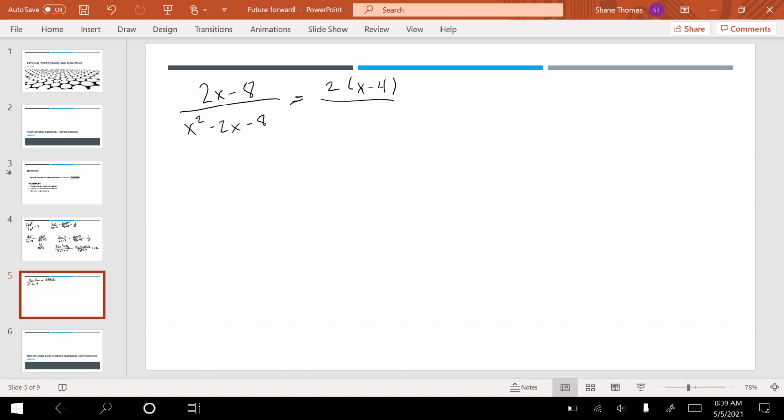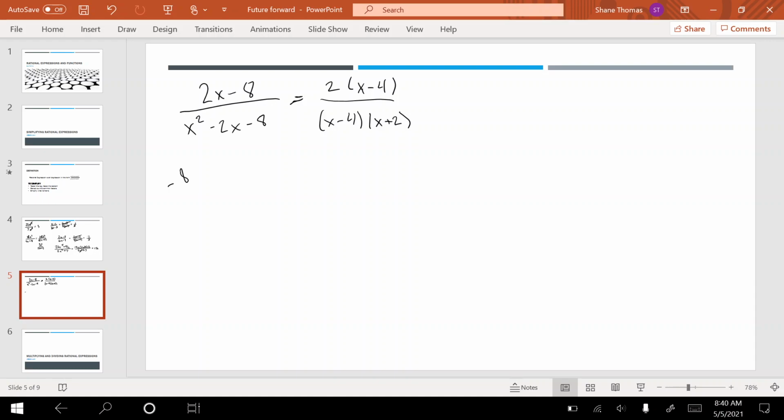When we factor the bottom, the leading coefficient a is 1. So this is the easy type for us. We need two numbers that multiply to get negative 8 and add to get negative 2. What do you think? Negative 4 and positive 2? Yeah. X minus 4, x plus 2. That's what that bottom would factor to. X squared minus 2x minus 8 factors to x minus 4 times x plus 2.